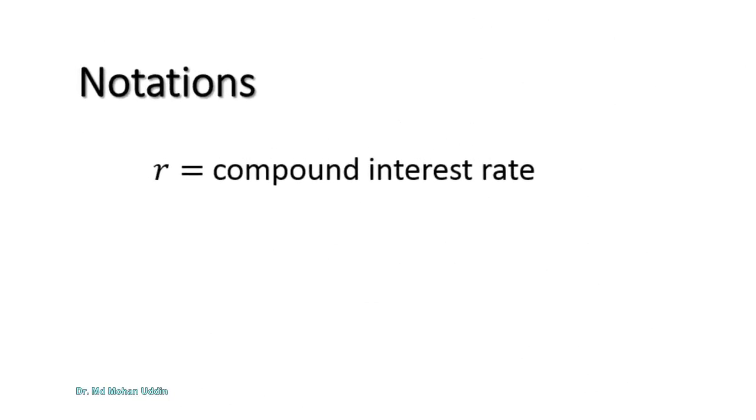Okay, so let's begin. At first, the notations. I will change only one notation. Other notations are the same. I will use R to indicate the compound interest rate, so that we can at least differentiate from what we have used before. So R is the compound interest rate, normally mentioned as a percentage per year. N is the number of years. We have considered year as a standard period unless otherwise stated.